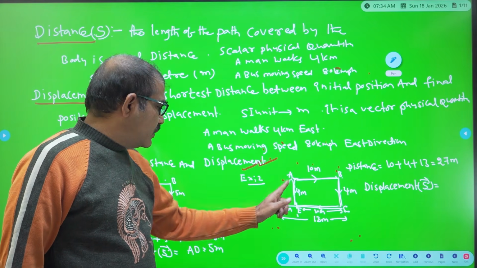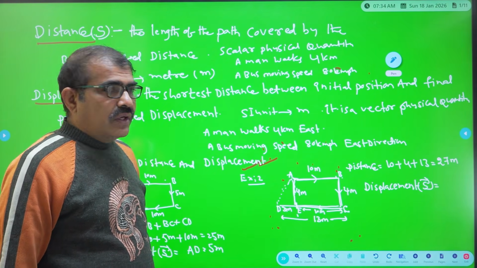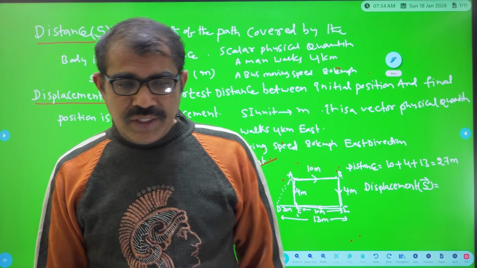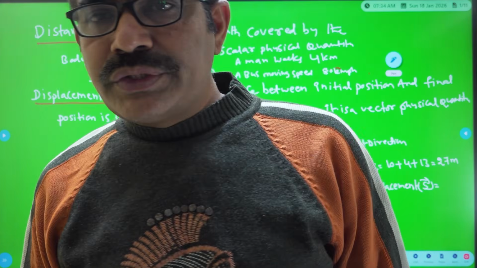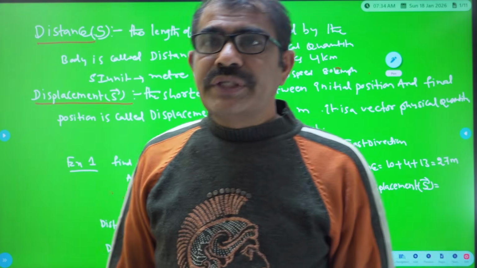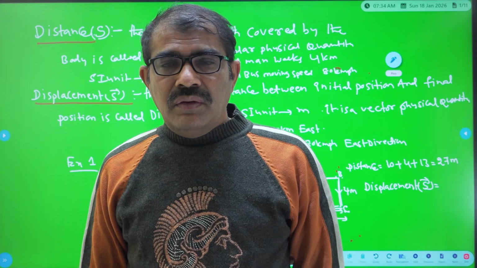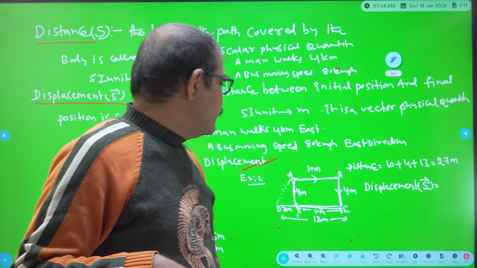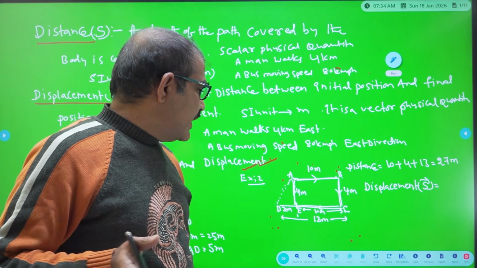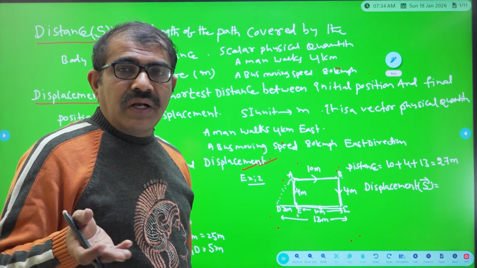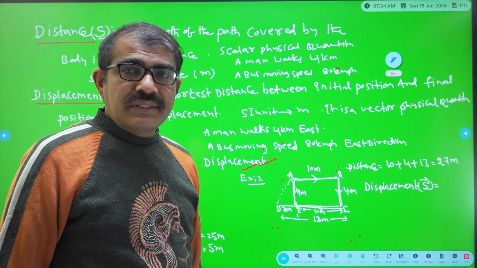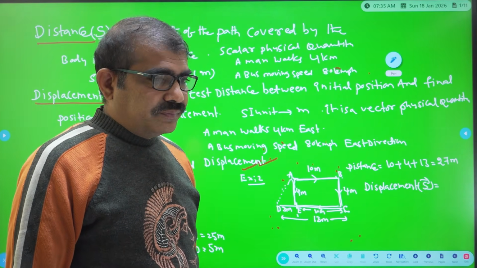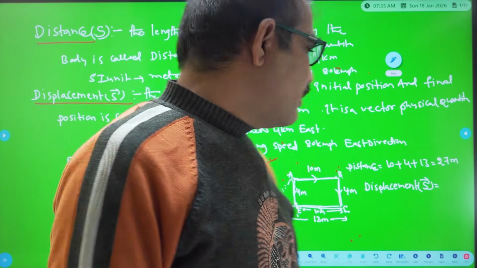Now I want to find out A to D, using the Pythagoras theorem. You know two sides, the opposite side and the adjacent side. The opposite side is 4, the adjacent side is 3. I want to find the hypotenuse. What is our formula according to Pythagoras?